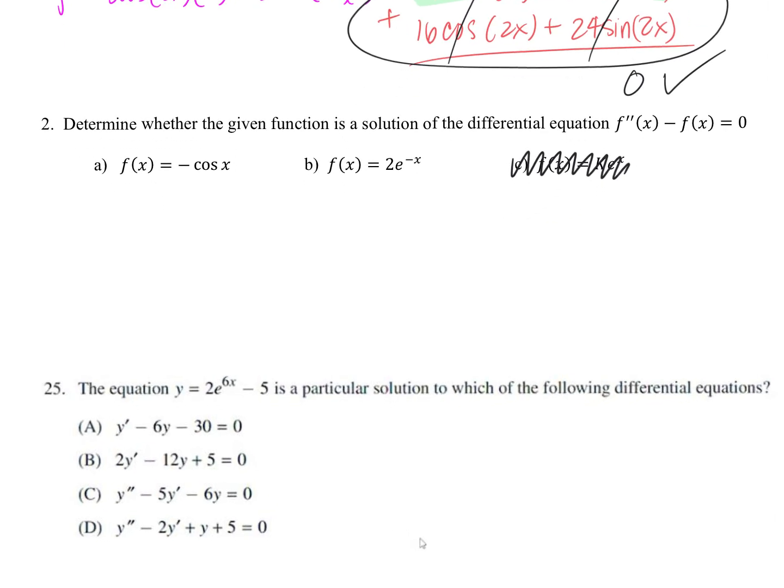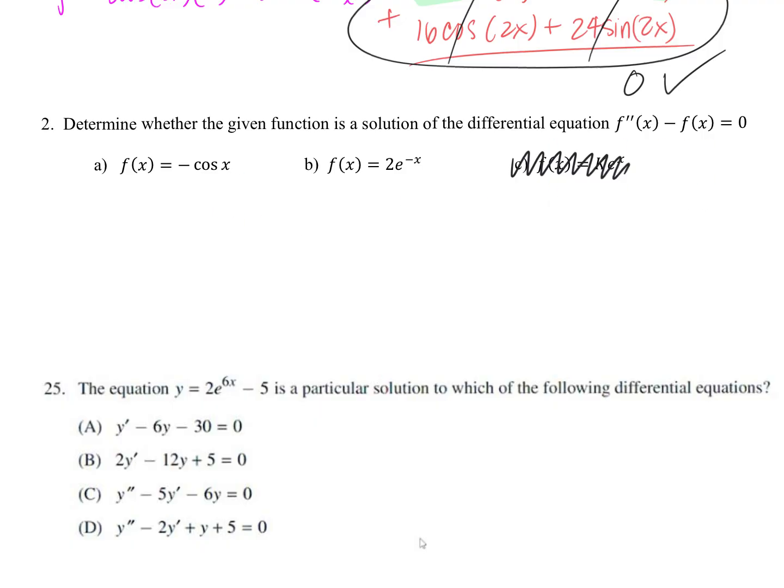Okay. Determine whether the given function is a solution to this equation. They want to know what f double prime minus my original function is. Let's see if it's 0. It might or might not be. When they say verify, it has to be. This one might or might not be.